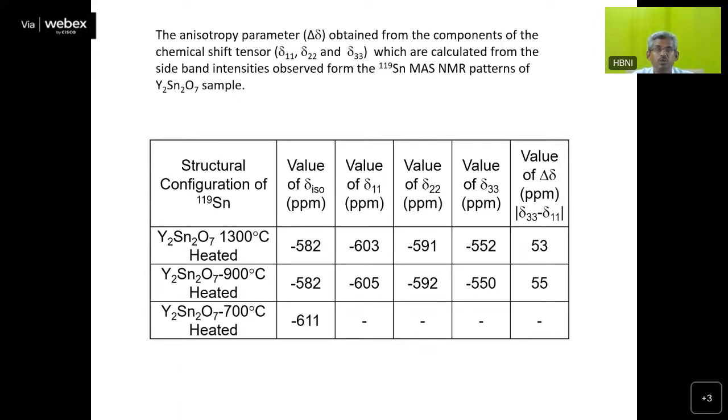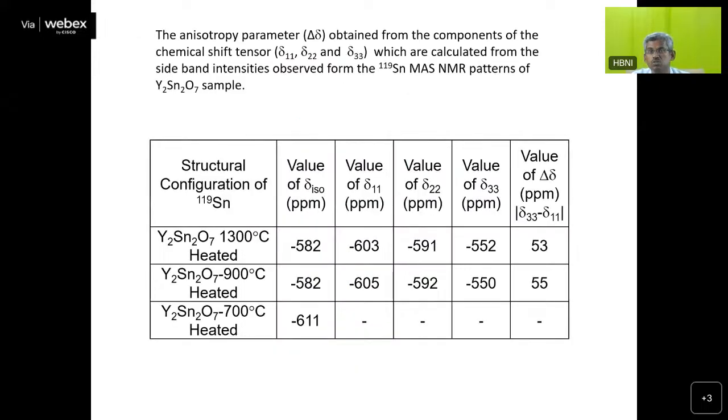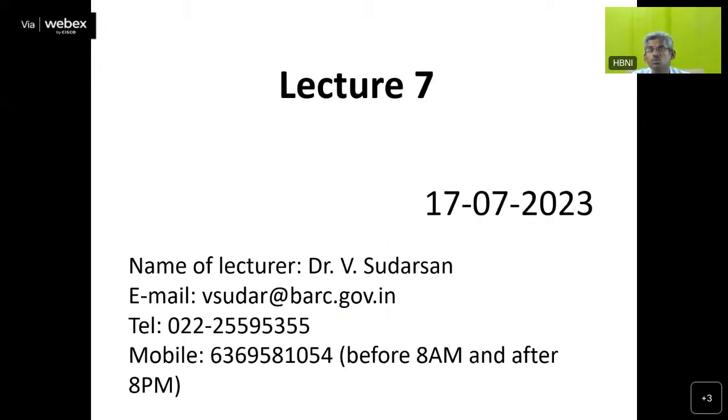And then we have also calculated components of the chemical shift anisotropy. Chemical shift anisotropy is significantly higher for the as-prepared sample or low temperature heated sample, as can be seen from the line width. And as you increase the temperature, the lines become sharper and sharper. Why does this happen? Because there is an order. As you increase the temperature, ordering develops. The bond lengths and bond angles get fixed values, and that is why we get sharp peaks, because a sharp peak is characteristic of long range ordering. Now let us go to lecture 7.